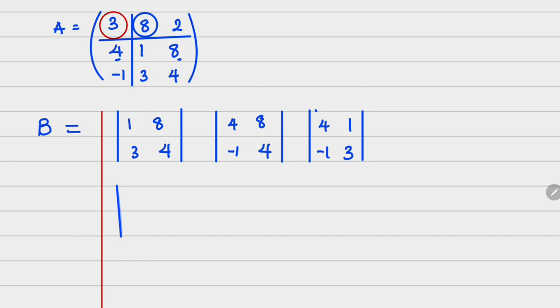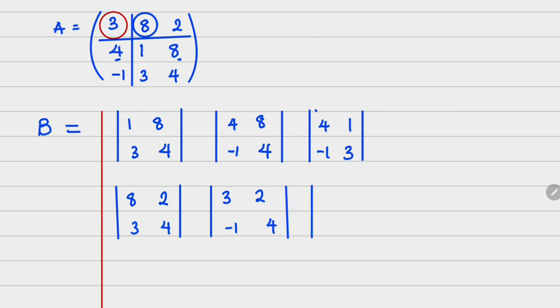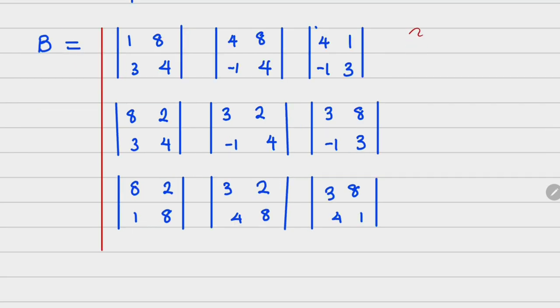Let me reduce this so that we can actually work. Covering it, I'm going to have 8, 2, 3, 4. Now covering the next, which is 1, I'm going to have 3, 2, then minus 1, 4. Then covering 8, what I'm going to have will be 3, 8, minus 1, 3. So it means I've gotten what I want.